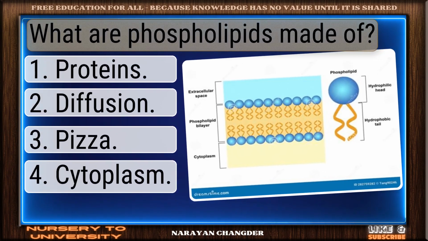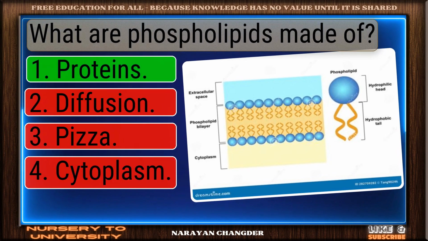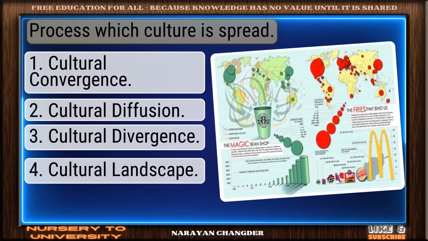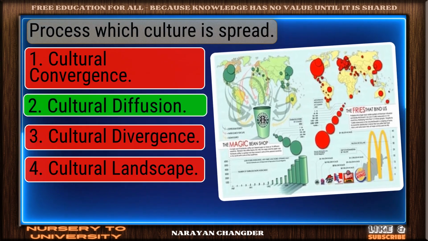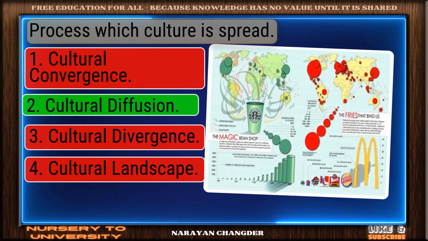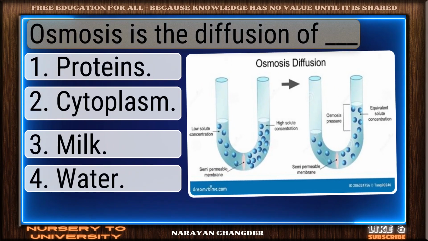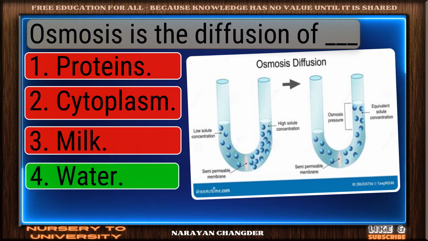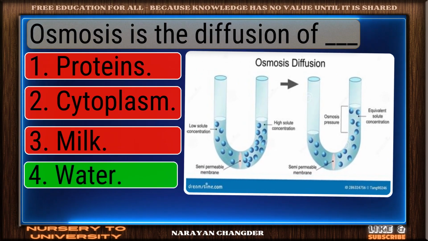What are phospholipids made of? Good thinking. Proteins is the right answer. Process by which culture is spread. Good job. Your answer, cultural diffusion, works well here. Osmosis is the diffusion of dash. Nice selection. Water is the correct and valid answer.